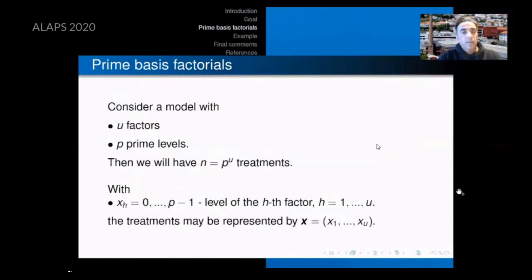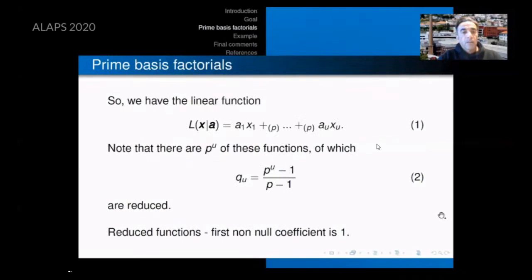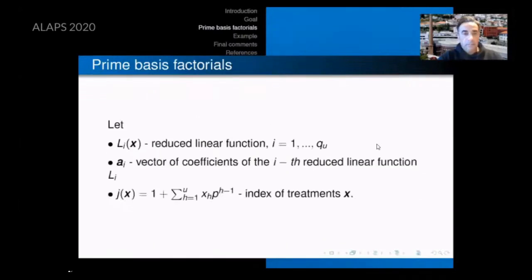Consider a model with U factors, P prime levels, then we will have P up to U treatments. With XH the level of the H factor, the treatments may be represented as we have here. So we have the linear function represented in 1. Note that there are P up to U of these functions, of which QU are reduced. We say that a function is reduced if the first non-null coefficient is 1.